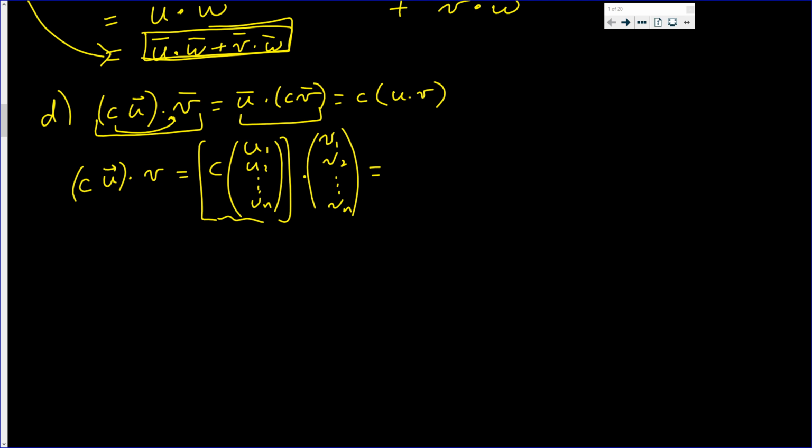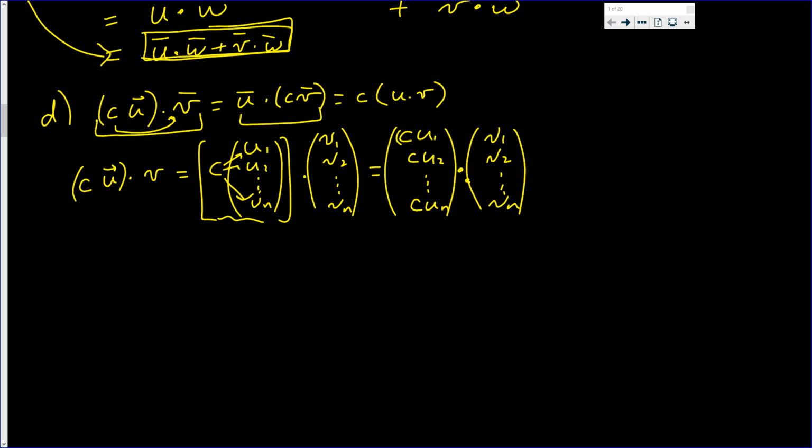So let's clean this up. A scalar multiplies each entry, in this case by c. So we get cu1, cu2, all the way down to cun, dotted with v: v1, v2, down to v sub n.